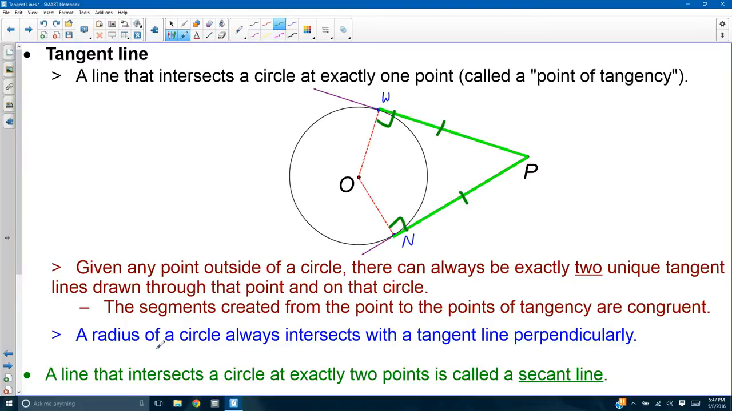Okay. And just for good measure, although we're not dealing with anything with it right now, a line that intersects a circle at exactly 2 points is called a secant line. So this line right here would be a secant line, as would any of these: secant, secant, secant, tangent, neither, just any sort of line right there.